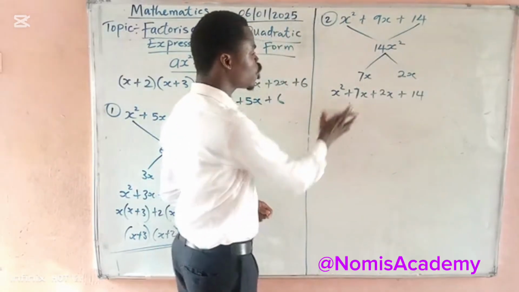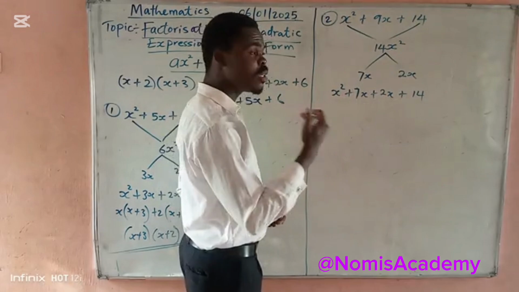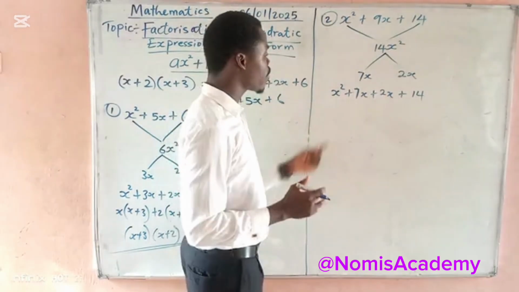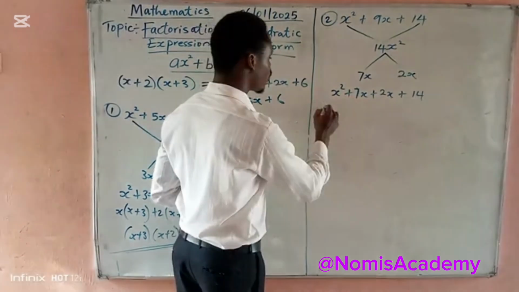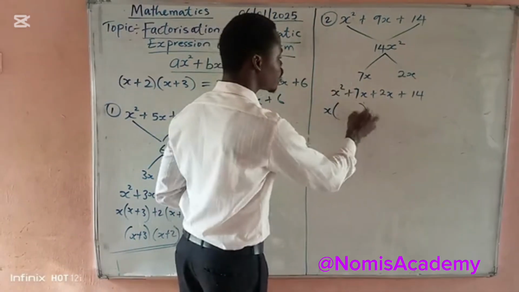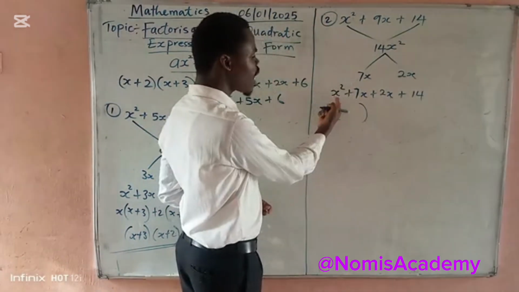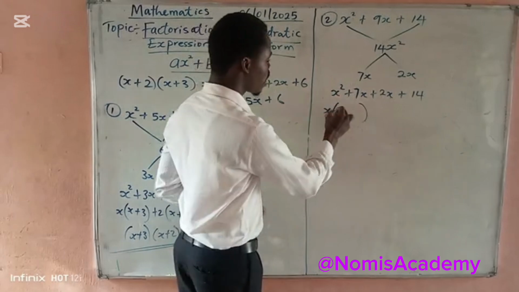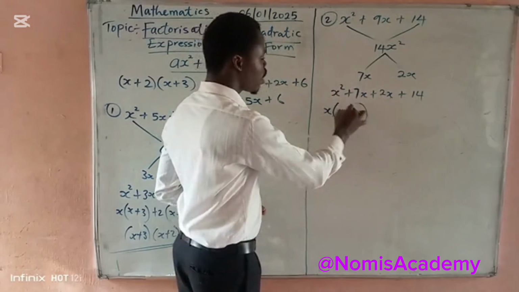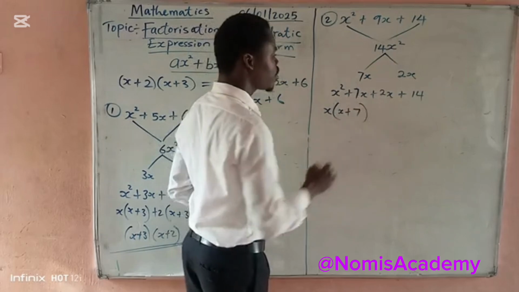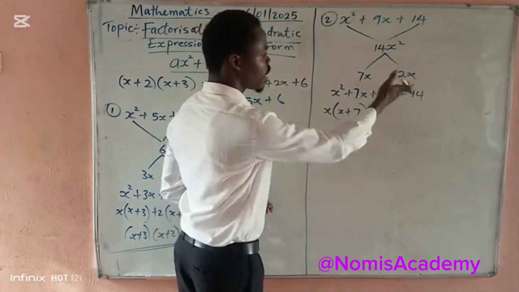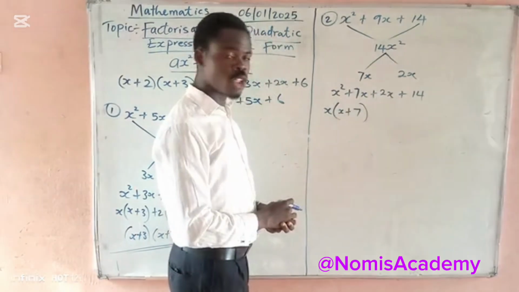Now you do the same thing. You pick the first two terms and look for what is common between them. What is common between these two terms? X is common. So you write x outside and then close the rest in a bracket. When I pick out x from this, what is left? X is left. Plus, when I pick out x from this, what is remaining? 7 is remaining.